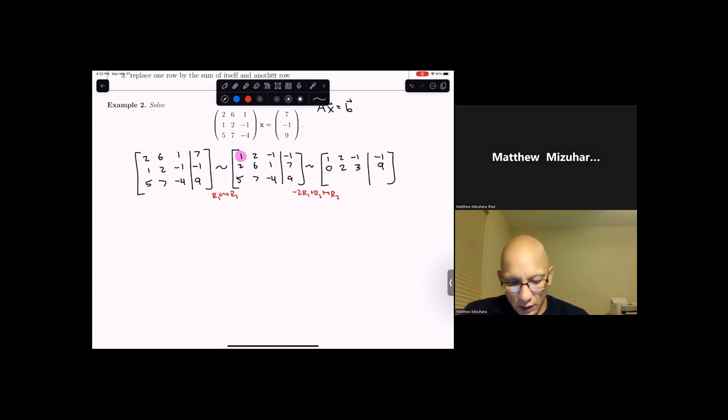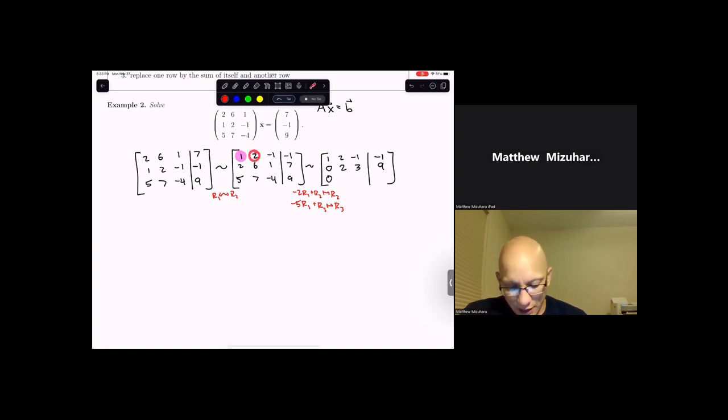I can go ahead and also zero out the 5 below here. To do that, I need -5 row 1s, added to row 3 to replace row 3. So let's go ahead and do that. That's going to be -5 times 1, so -5 plus 5 is 0.